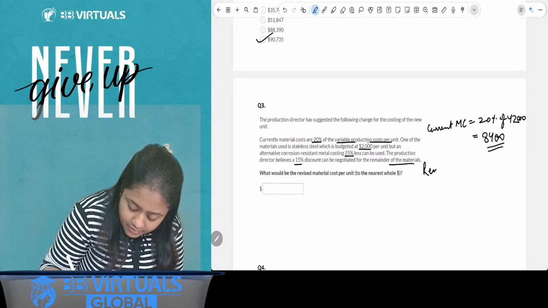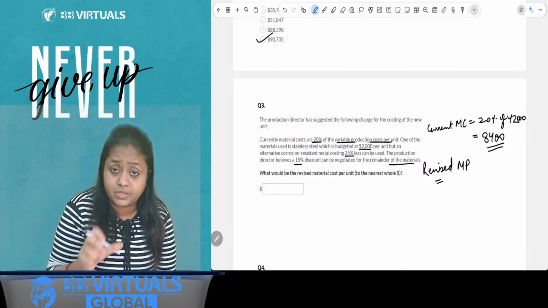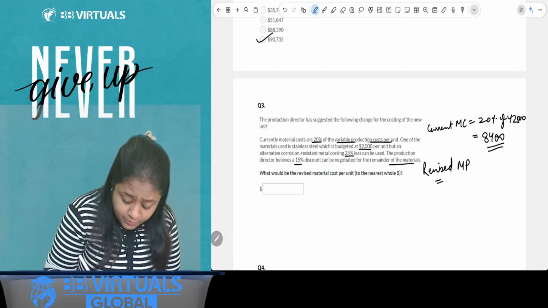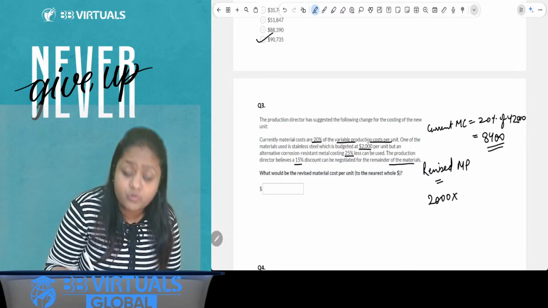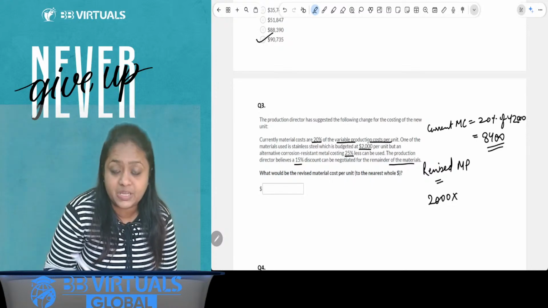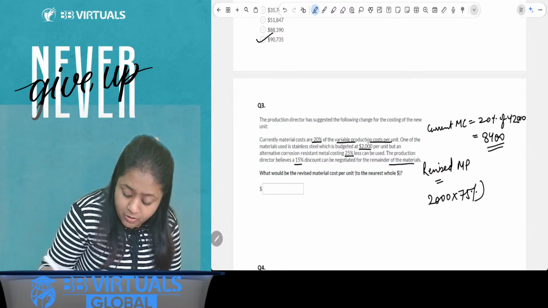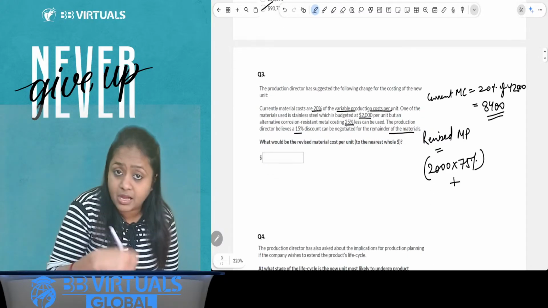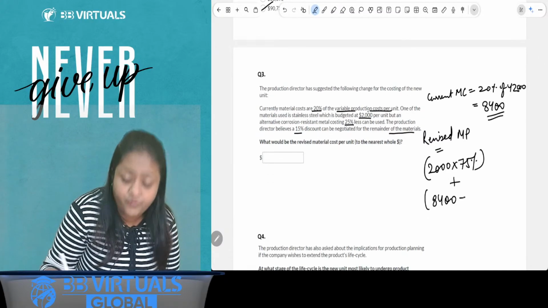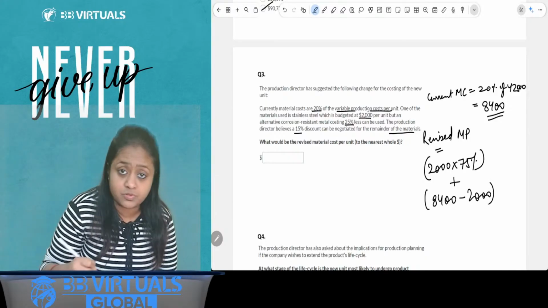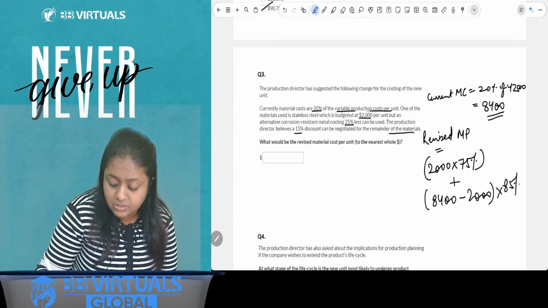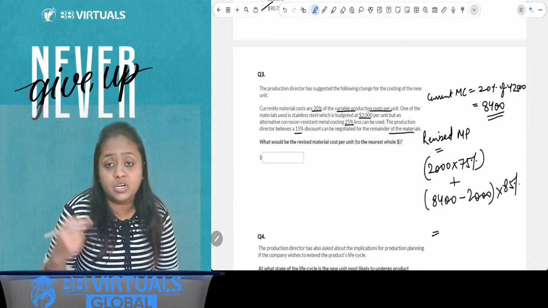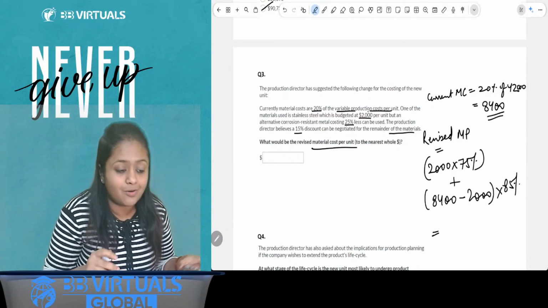Correct? So what is the revised material price? The revised material price will be, first I will take for the 2,000 value. So if you see, this is the 2,000 cost, but then it says that if we use an alternative material, then this will cost 25% less. That means this will only cost 75%, right? And other than 2,000, the total cost is 8,400 per unit. You reduce 2,000, then the remaining cost will enjoy 15% discount. That means it will be at 85% cost. Now you add the two and you get your revised material cost per unit.